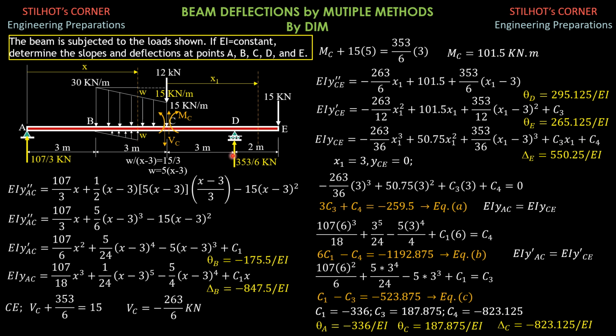E. Now, the reactions, because this is structural analysis, I leave it to you to compute. These are the reactions at A, 107 over 3 kilonewtons, and at D, 353 over 6 kilonewtons. Of course, if you cannot solve this, then you cannot be successful in structural analysis. You better go back to statics if computing the reactions will still be your problem.